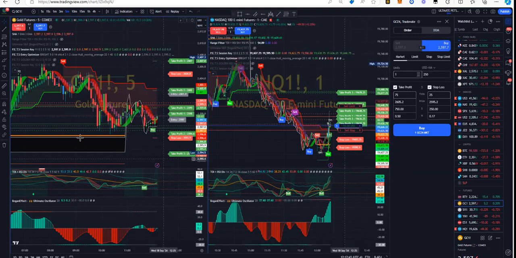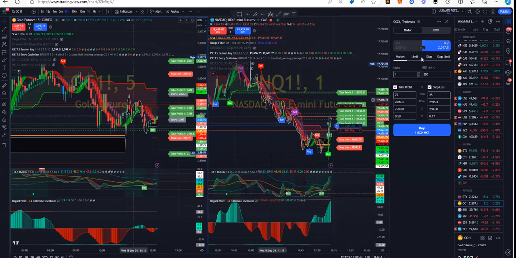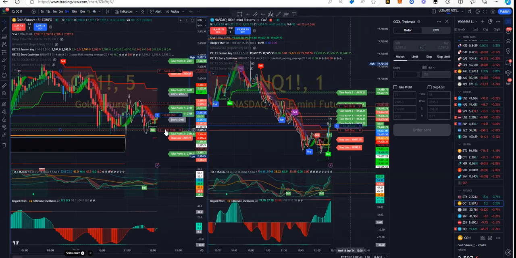Ultimately, you want to make sure that all of your confirmations are lined up. I'm going to go ahead and take the trade based off of the break of the zone. Stop loss below the zone. If we're above the zone, we're buying. Right here is your session key zone.